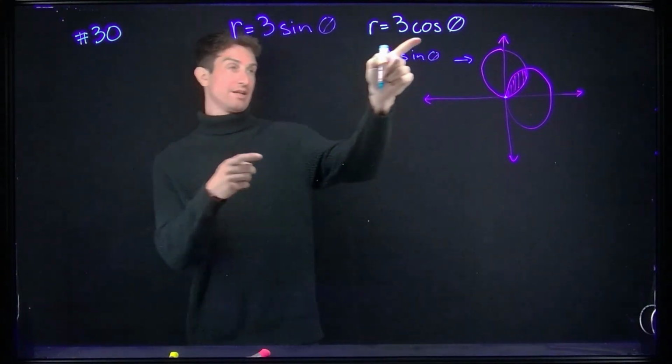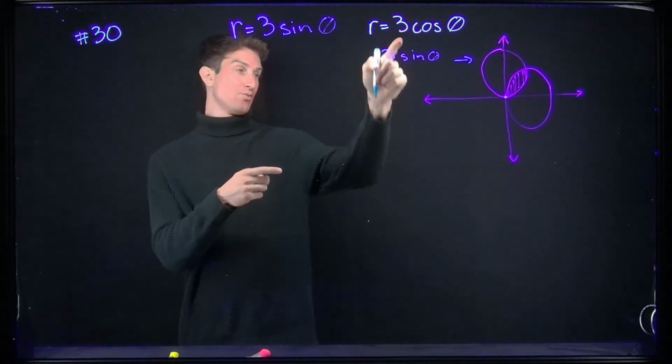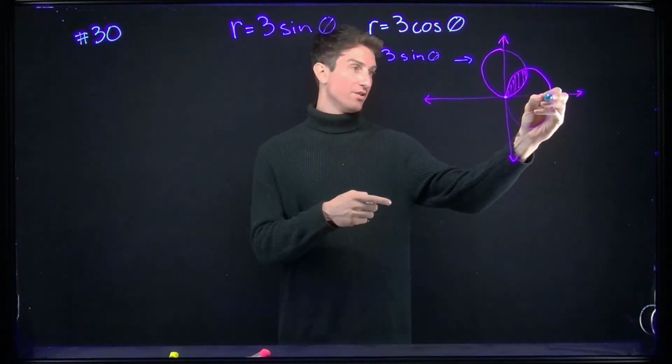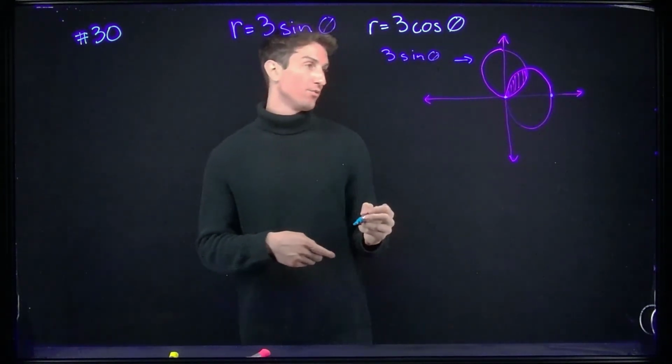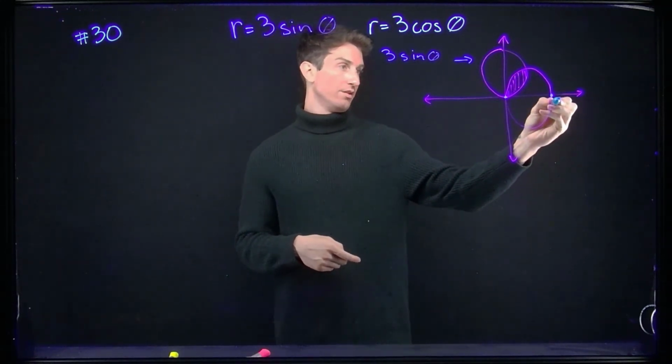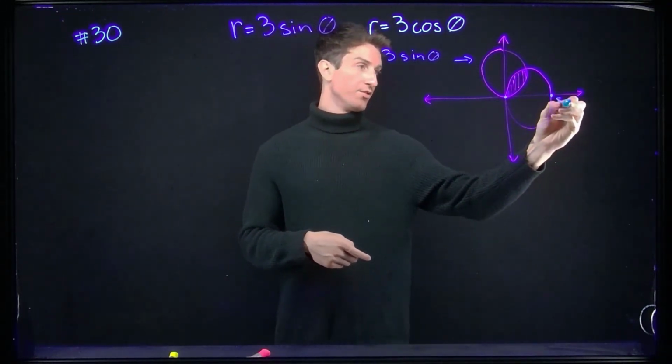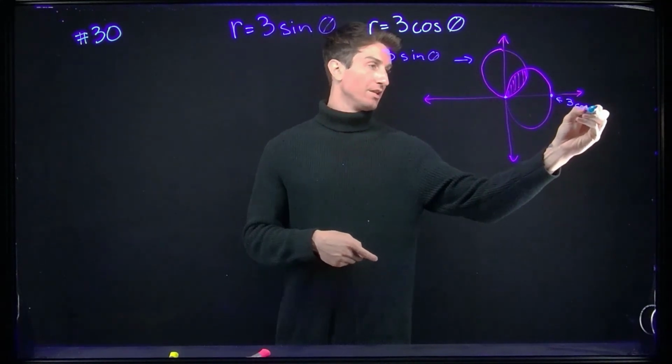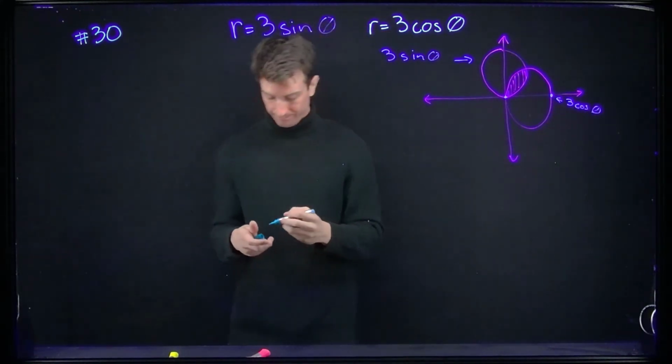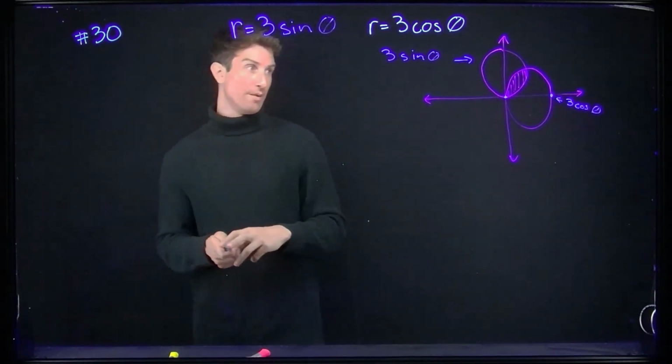Maybe you're still not convinced, so let's plug it into the other. If I plug in 0, I get 3, which is this value here. At 0, I get a radius of 3. So this sideways circle is the 3 cosine. So we can immediately tell which circle is which. That's step number 1.